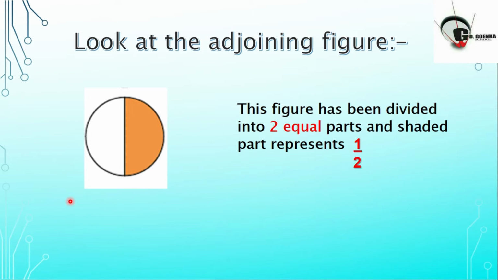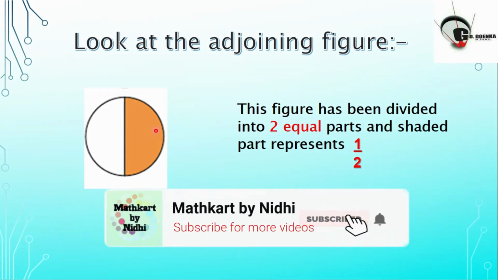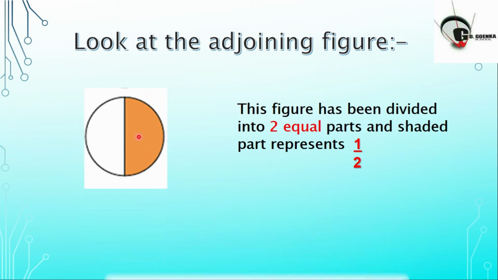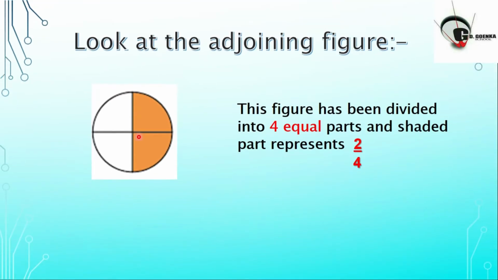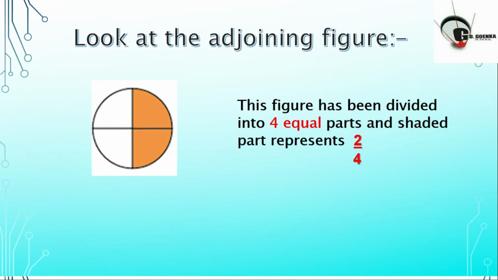So look at the adjoining figure, students. In this figure, you can see it has been divided into two equal parts and the shaded part represents 1 upon 2. That means this figure has two equal parts and the shaded part is 1 out of two equal parts. Similarly, this image has been divided into four equal parts, and out of these four equal parts, two parts are shaded. So it represents the fraction 2 upon 4 because two parts are colored out of 4.